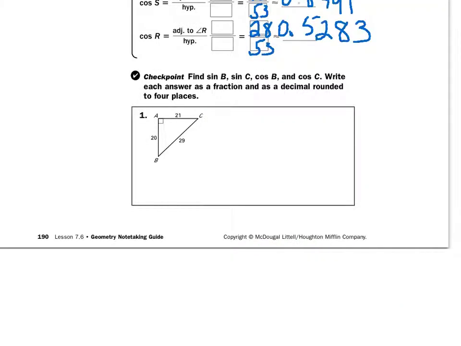Okay, go ahead and do this checkpoint. So you're going to have 4 answers for this, or actually 8, because you're going to find both the fraction and decimal for each angle. All right, and then start the video again when you get through.